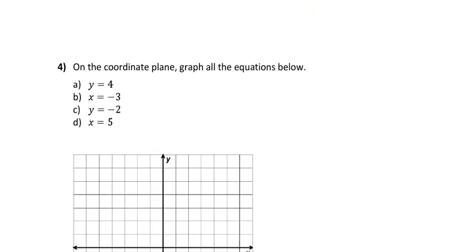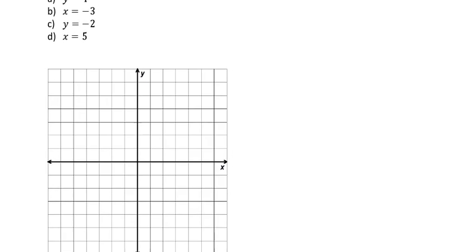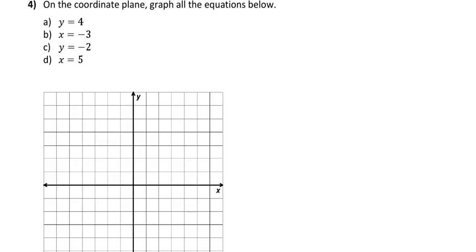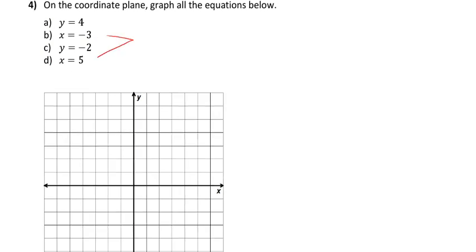In number 4, I just want to very quickly review other types of lines. Not all of them are functions. In fact, everything that has to do with x equal to a number, such as part B and D, those are not functions. So these two over here, they're actually not functions. This one and this one. The other ones are functions.